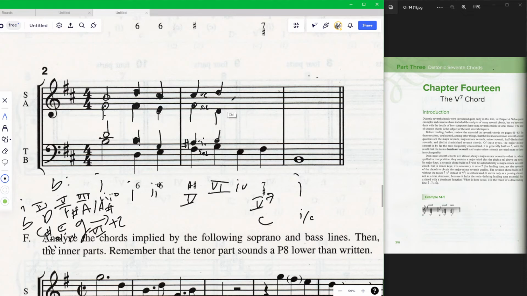So, yeah, we want to avoid this wrongness, this parallel motion, by just following the rules. Ti goes to Do, Re goes to Do, move the other voice down. By just moving it down, basically. Could be a step, could be a leap. Alright.